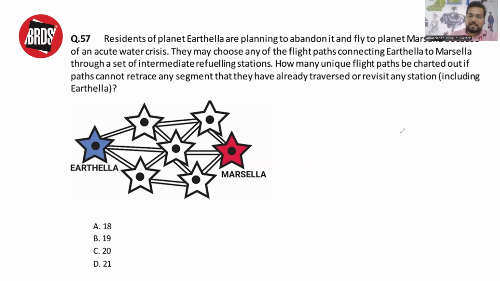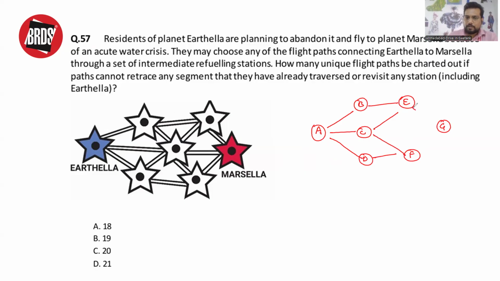So how exactly I'm going to do this question is, first of all, I'm going to draw this figure in the simplest form. A, B, C, D, then E, F, and G. Okay, let's connect them. Now, if I forget about the point C, A to B and A to D are the identical paths which we are going to get.